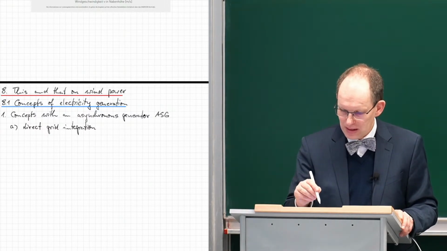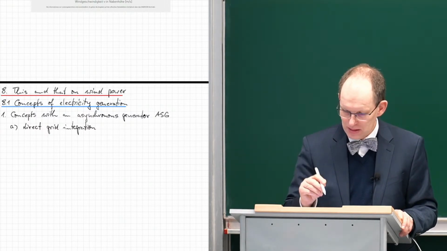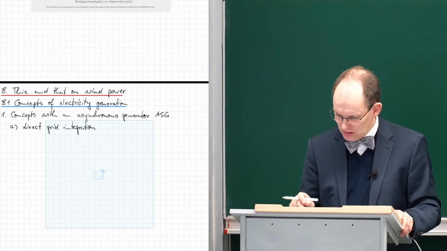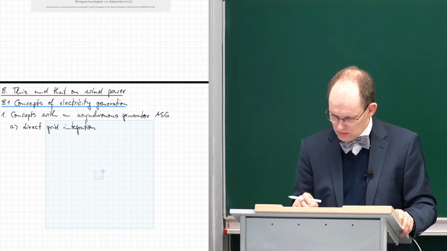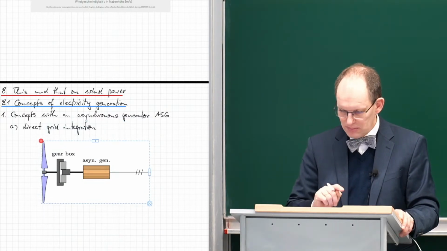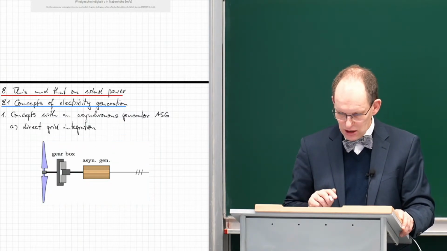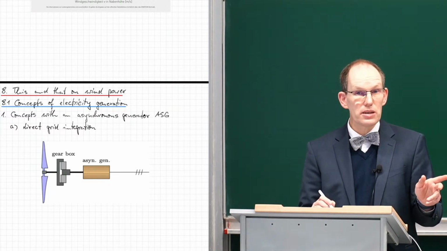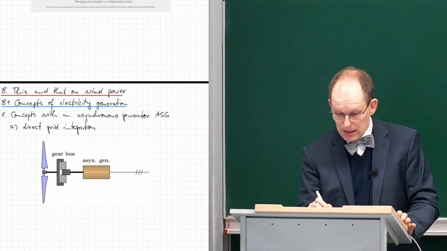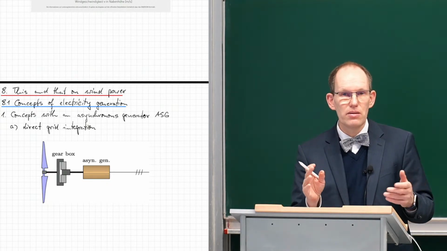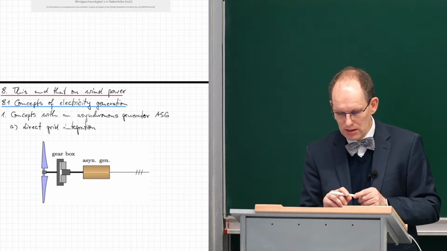But let me just grab a graph that would show that. So something like this. We would have here, of course, the rotor, then a gearbox. A gearbox, why? Well, this turns only rather slowly, a few times per minute or so.